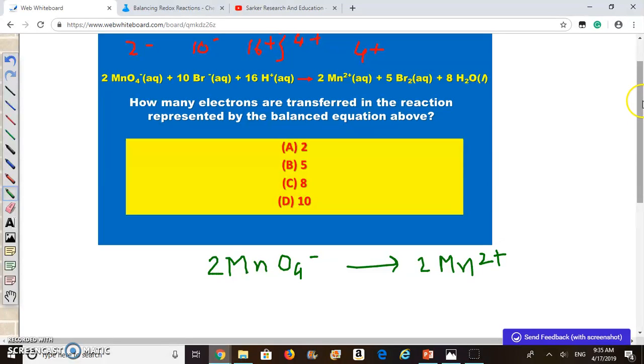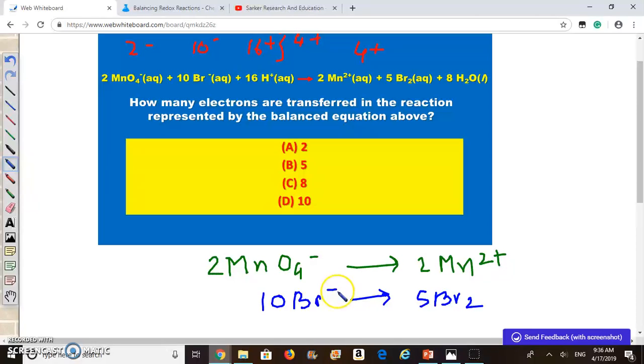What is the other reaction? The other reaction is 10Br minus is getting converted to 5Br2. As I mentioned earlier, you really do not need to know which half equation is oxidation and which one is the reduction. But as an epichemistry student, I think it's not difficult to figure it out. Let us just do it.